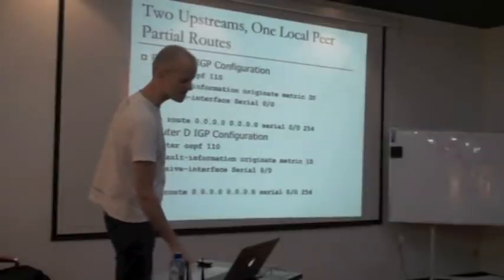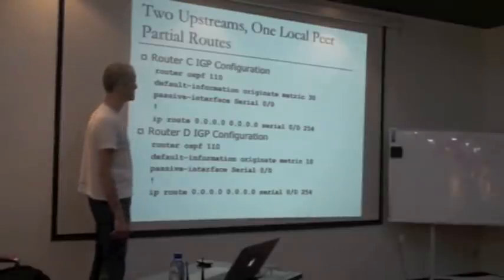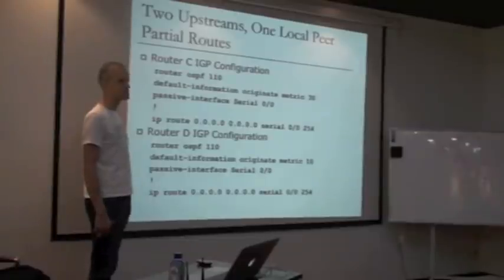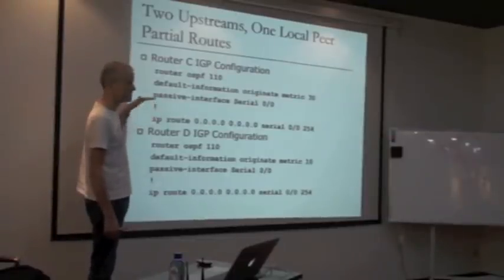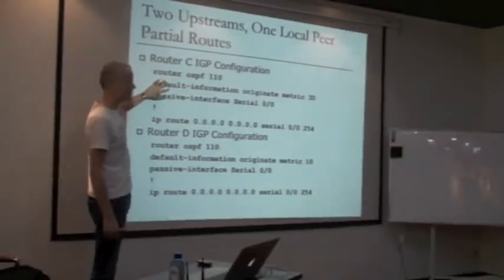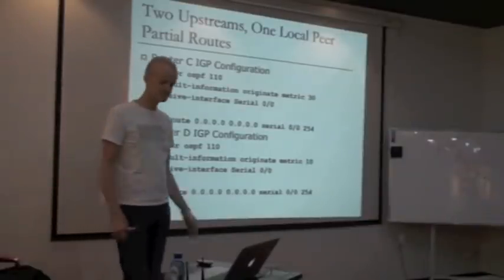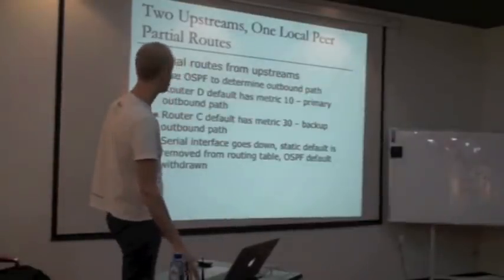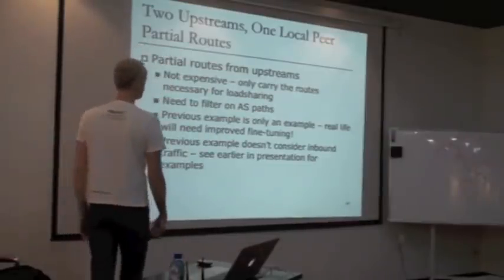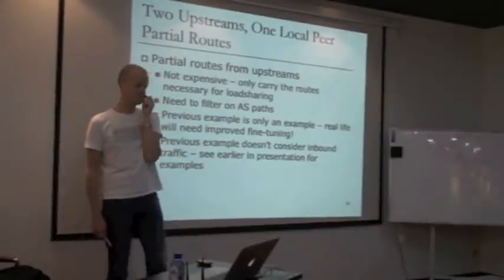And so we don't carry the default route around in BGP inside AS110. We can get OSPF to originate the default route as well. Right? We can point a default to the upstream link, but as long as this exists, the link is up, OSPF will originate the default, if you want to do it this way. Right, so we're using OSPF to determine outbound paths. So this is not expensive. We only carry the routes we need for load sharing.